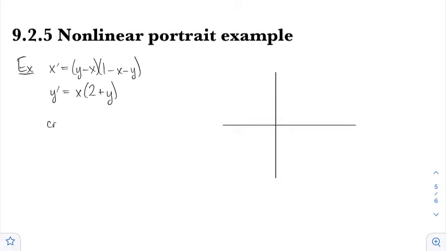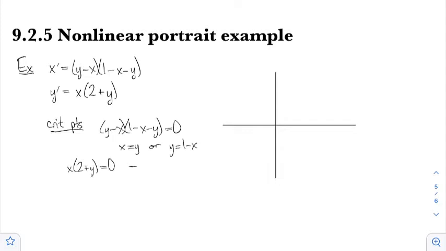And so when we go to look for the critical points, let's see, the first equation, y minus x times 1 minus x minus y being set equal to 0, that's going to imply that either x is equal to y or that y is equal to 1 minus x. And so combining this with the other equation, that one implies that x equals 0 or y equals minus 2.